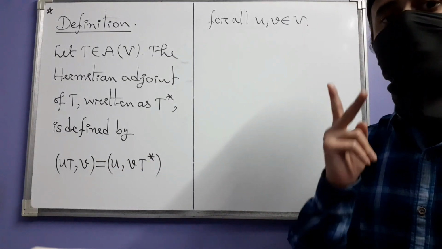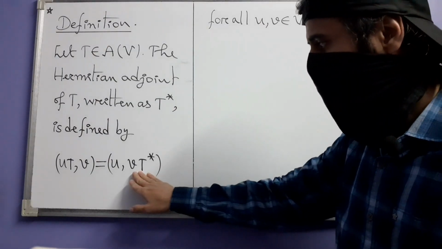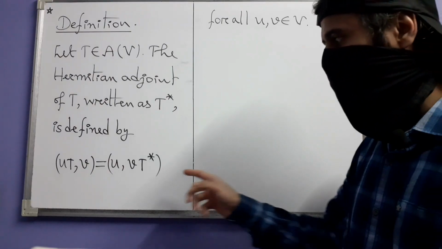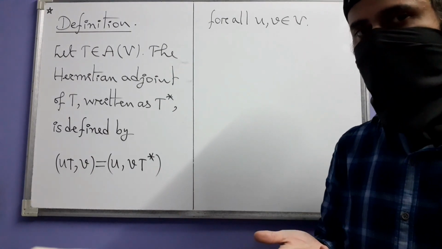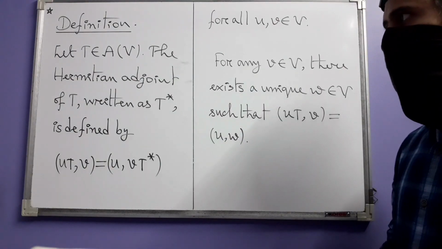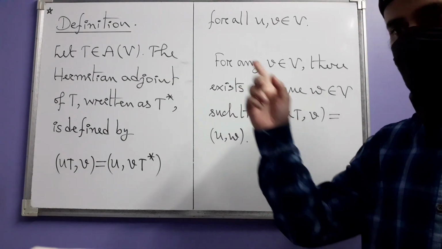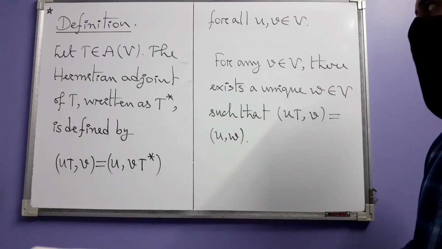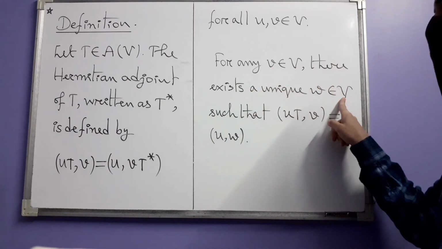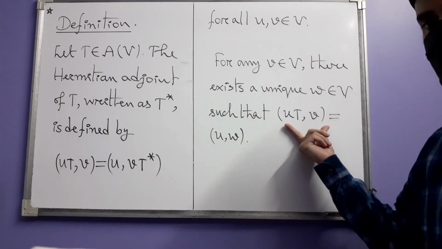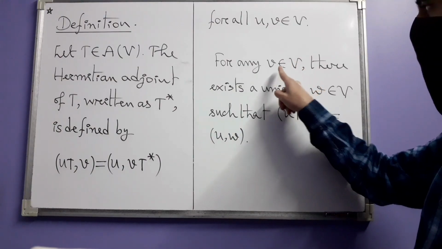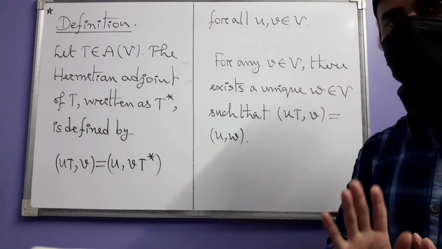But that raises two questions. What is this vector? Does it even exist? That is the first question. And the second question is, is it unique? We have to answer these two questions. What did we just now see in that lemma that we proved today? That for any v in V, there exists a unique w in V such that uT, v equals u, w. For a given v, there is a unique w for which this equation is true.